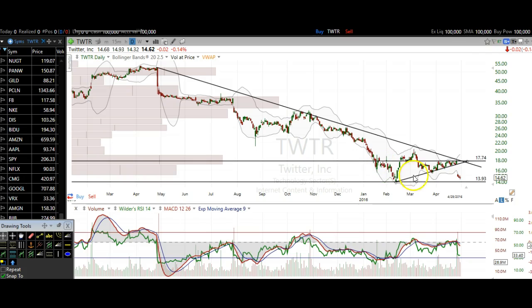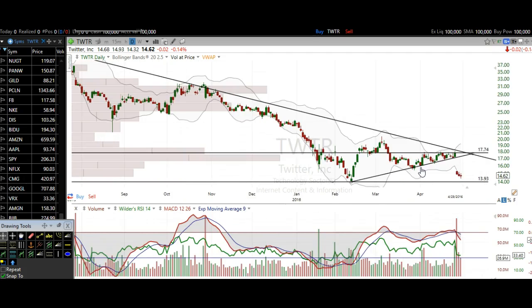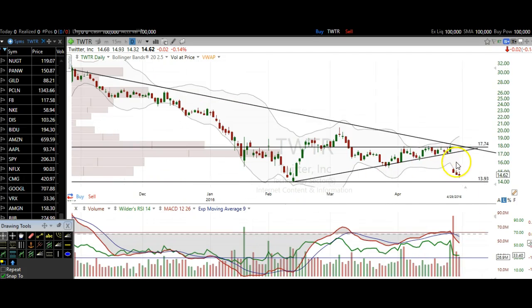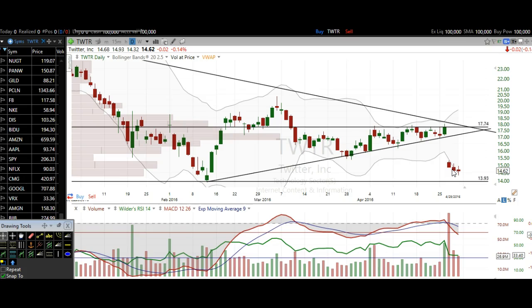Okay, and as I've been mentioning plenty of times, this could be part of a larger, very large bear flag right here. And what do you know? That's what it ended up being. We broke out of it right here, and we broke down. We've got support down here at about $14. We should see at least a temporary bounce from that 14 level.